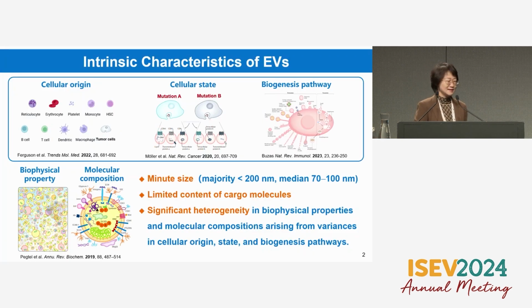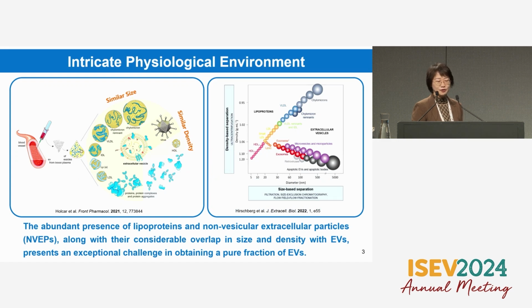From the last session, we already know EVs are highly heterogeneous, and also very small in size with a limited content of cargo molecules. Besides this, the physiological environment in which EVs exist is also very intricate. There is a large abundant presence of lipoproteins and NVEPs, and their significant overlap in size and density makes it very challenging to get a pure fraction of EVs.